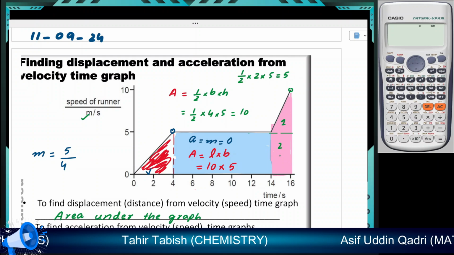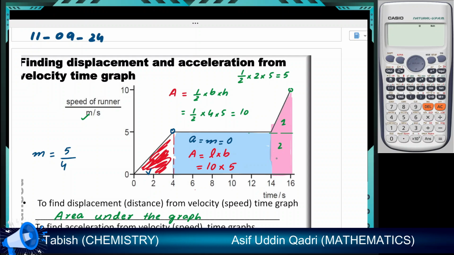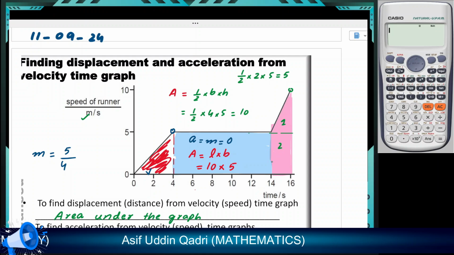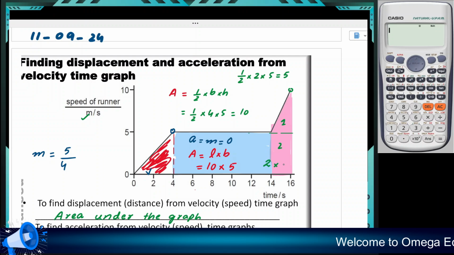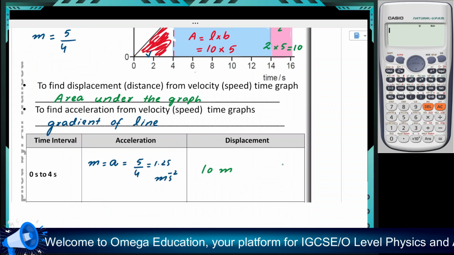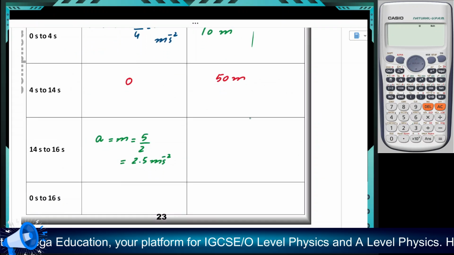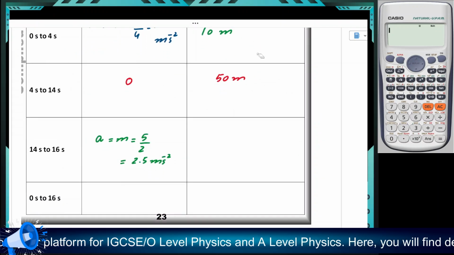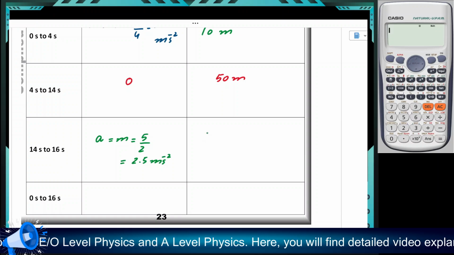Let us find the area of shape 2. Shape 2 is a rectangle. Area of the rectangle would be length times width. From 14 to 16, length is 2. From 0 to 5, the width is 5. What do we get? 10 from here, 5 from there. So the overall distance would be 10 meters plus 5 meters.